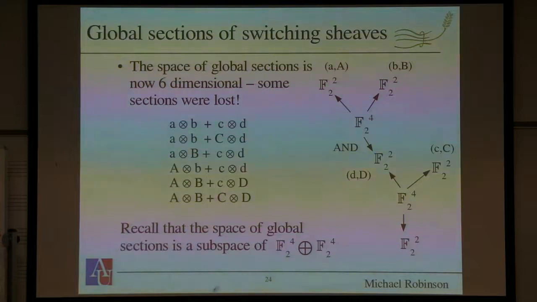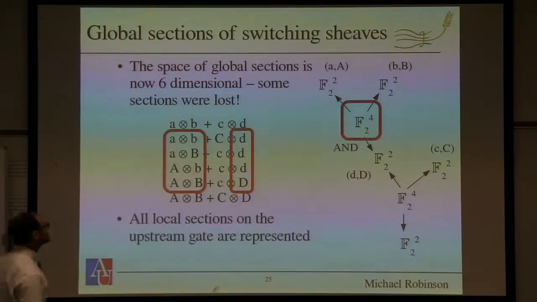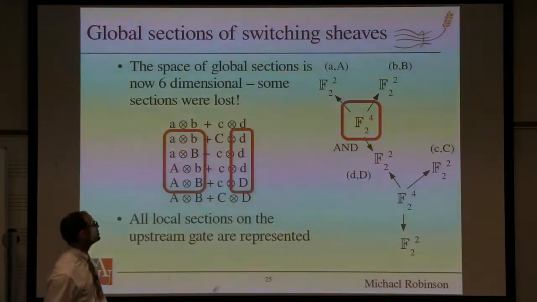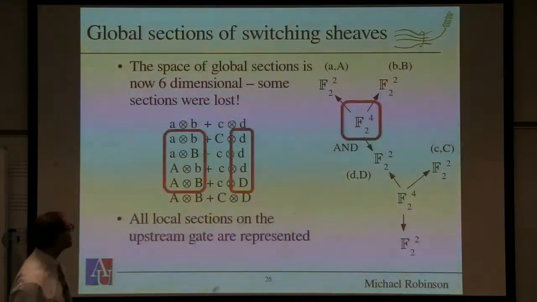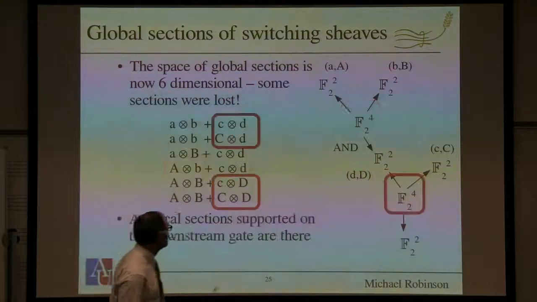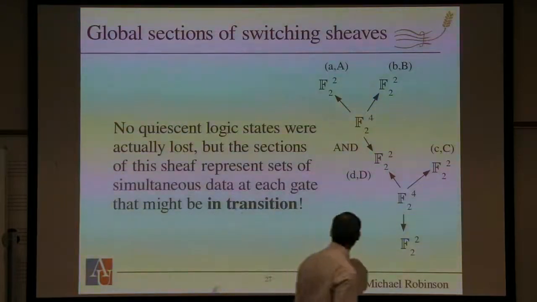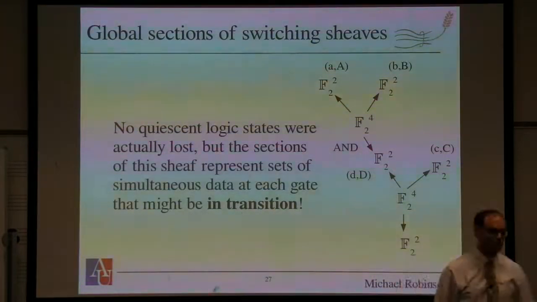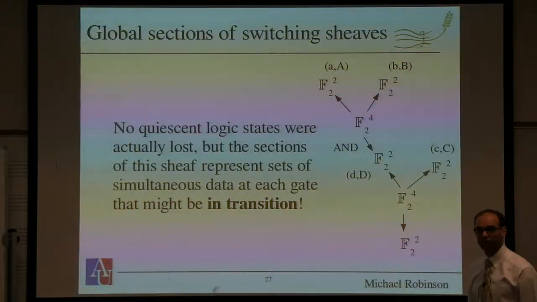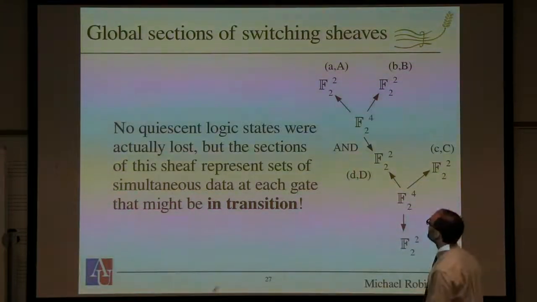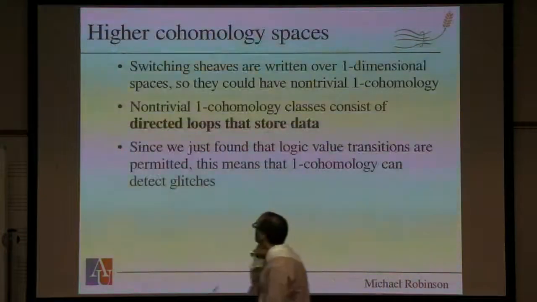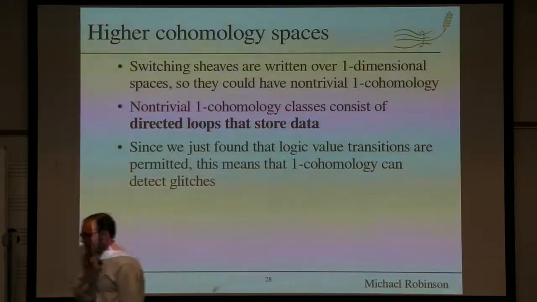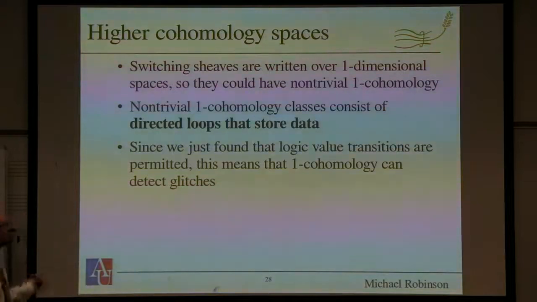What's different? Well, what's different is actually that some of the sections have gotten glued together. Here are all the sections on the input. Here are all the sections on the output. Notice there's some overlap there. And so what that's saying is that we're representing transitional states a little differently. A model of uncertainty. That's kind of interesting. This doesn't have any higher dimensional cohomology. But the fact of the matter is, if I have higher dimensional cohomology, it starts representing storage of data.